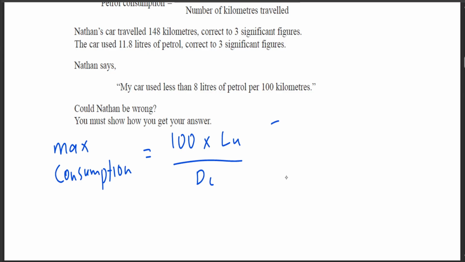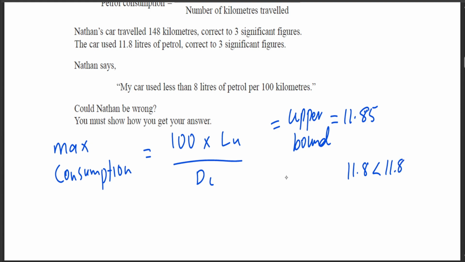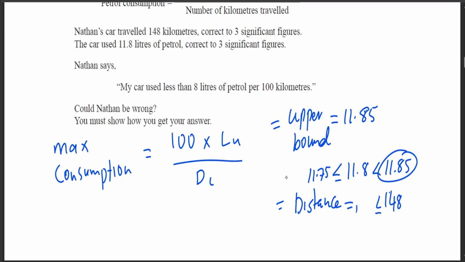So for now, let's see the upper bound for the liters used. It is going to be 11.85, because if you look at it, 11.8, the maximum is going to be 11.85, the minimum will be 11.75. So I'll take 11.85. So the distance covered: the real distance is 148, so the lower is supposed to be 147.5 and the upper is supposed to be 148.5.